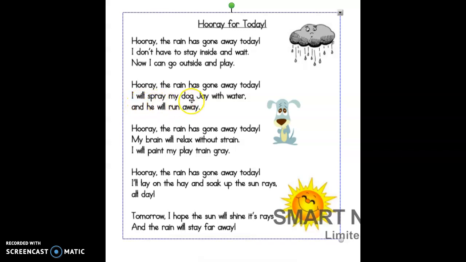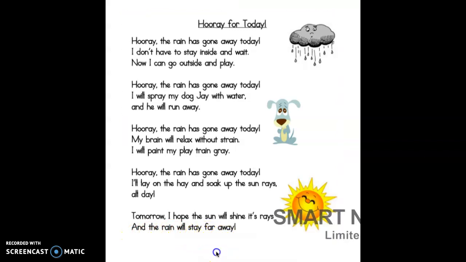I will spray my dog Jay with water, and he will run away. Hooray, the rain has gone away today. My brain will relax without strain. I will paint my play train gray. Hooray, the rain has gone away today. I'll lay on the hay and soak up the sun rays all day. Tomorrow I hope the sun will shine its rays and the rain will stay far away.